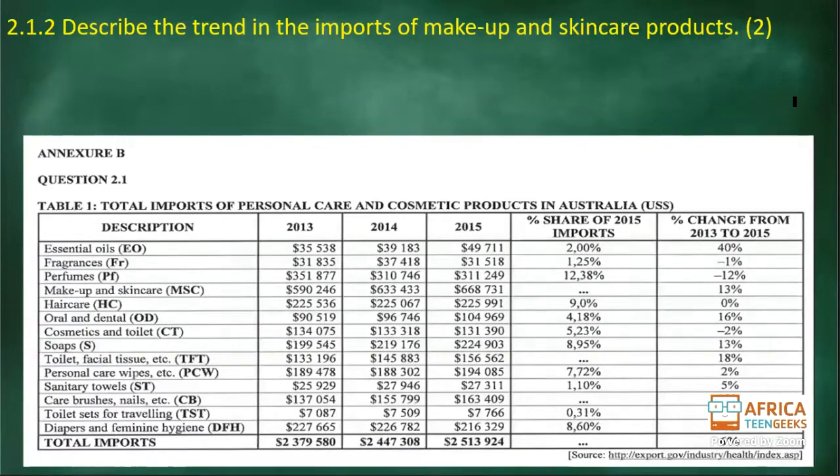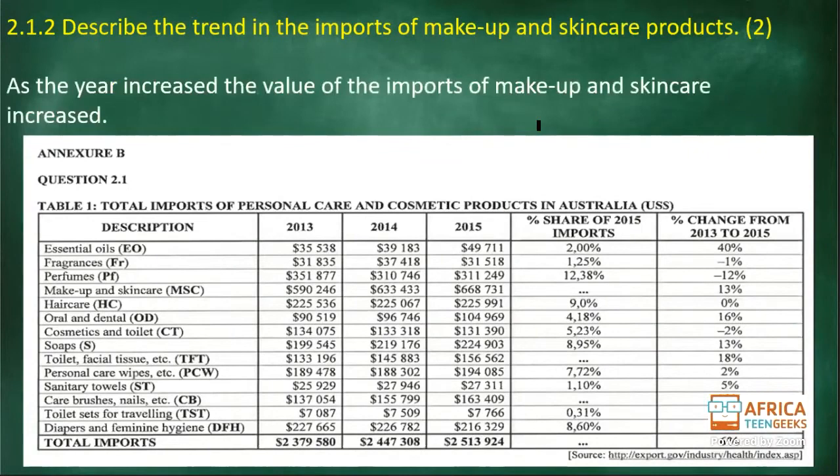Okay, there's someone who wrote it. As the year increased, the value of the imports of makeup and skincare increased. So the general trend was an increase. That's the general one. This is not saying that all of them kept on increasing every year. We are just noting the average change that we are noticing from the majority of these products. That is what you need to write there.